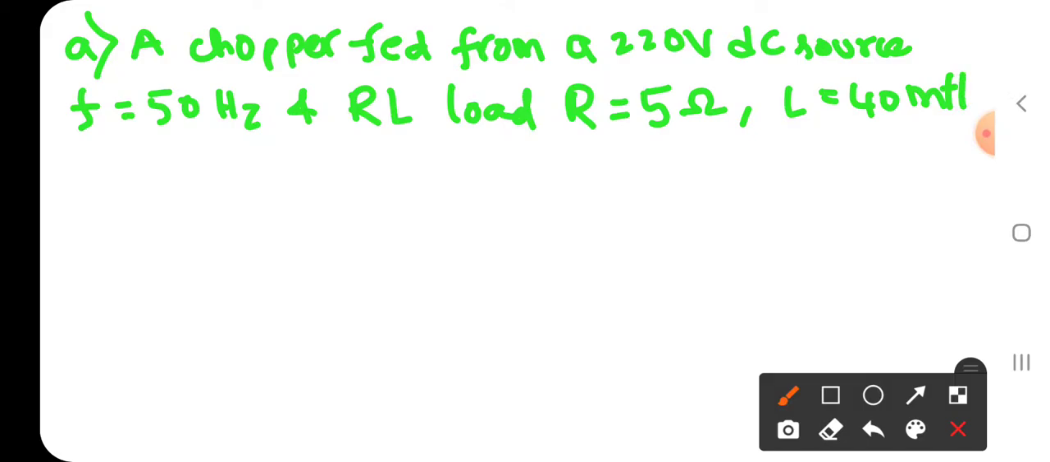Determine the value of duty cycle at which the minimum load current is 20 amps.